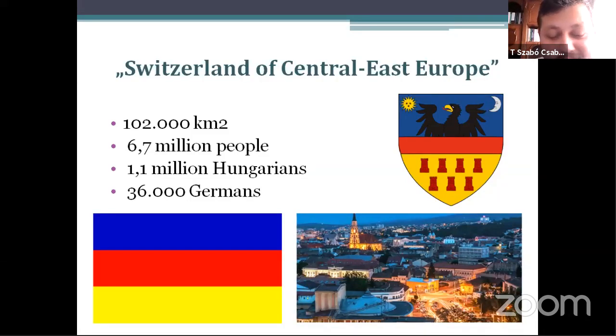This cultural mixture and environment is now used as a brand in Transylvania, especially by Cluj, which now has more than 500,000 people living in the city and its metropolitan area. Transylvania represents almost half of Romania with more than 100,000 square kilometers. 6.7 million people live there, and there are still 1.1, 1.2 million Hungarians living in Transylvania. 36,000 Germans are left, unfortunately, from the original 300,000 Saxons. Now only 10% of them are still with us. But it is still described by many people as a Switzerland of Central East Europe.